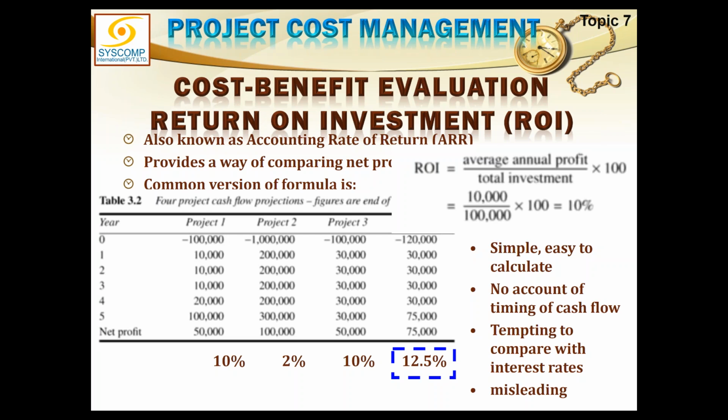It has not taken into account the pattern in which the money is being recovered. Project 1 is recovering the money in a very poor pattern, very slowly, and later on large amounts at the end, whereas project 3 is consistent. So project 3 should have been declared better, but that means ROI does not take into account how the money is recovered. It is only concerned about how much is the net profit, and that is converted into average annual profit and divided by the investment to find the ROI. Am I clear on that?